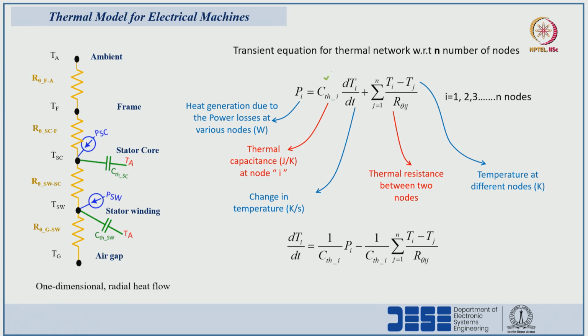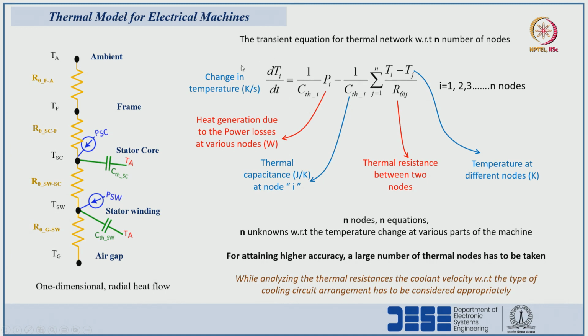After calculating the thermal capacitances, thermal resistances and power losses, or heat generation at different nodes, we have to calculate them. Once all these three variables are known, we can realize n equations with respect to the n nodes. By solving these equations we can get the temperature at various nodes of the machine. If n nodes are there in the machine, for this example 5 nodes are there, so a total of 5 equations will come and 5 unknowns are there.